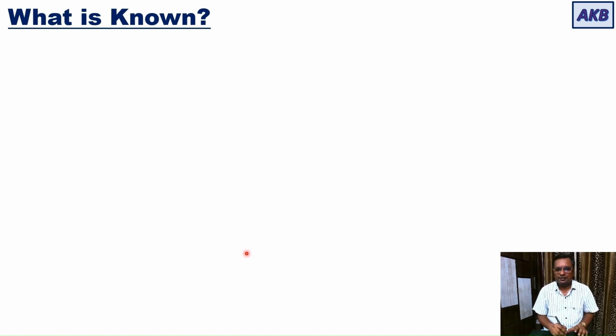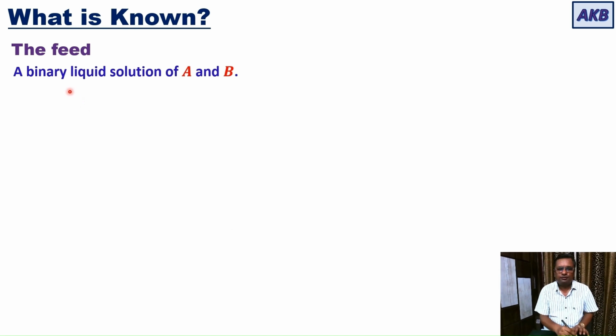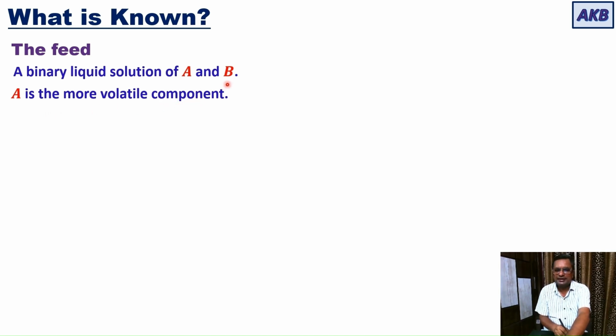So for finding the number of ideal stages, let us understand what will typically be known to us. First, we will know the following things about the feed. In our discussion, the feed will be a binary liquid solution of two components, A and B. And A is the more volatile, that is, the boiling point of A is less than that of B, and its vapor pressure is higher than that of B. F and XF are known to us, that is, the molar flow rate of the feed and the mole fraction of the more volatile component in the feed. They will be known to us.